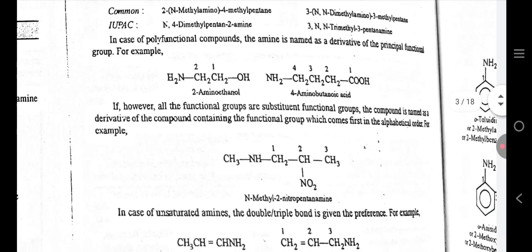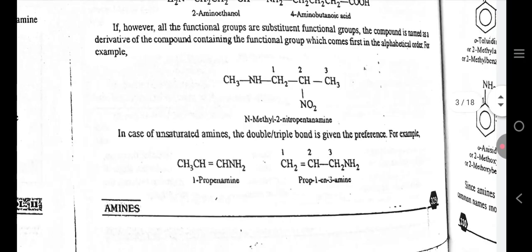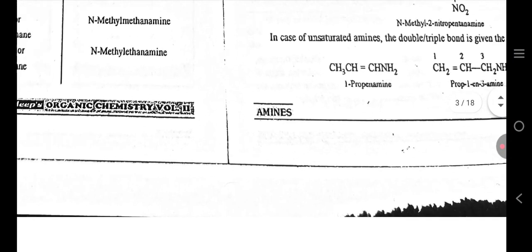In case of polyfunctional compounds, the amine is named as a derivative of the principal functional group. For example, 2-aminoethanol, 4-aminobutanoic acid. If, however, all the functional groups are substituent functional groups, the compound is named as a derivative of the compound containing the functional group which comes first in the alphabetical order. For example, N-methyl-2-nitropentanamine. In case of unsaturated amines, the double or triple bond is given the preference. For example, 1-propanamine, prop-1-en-3-amine.